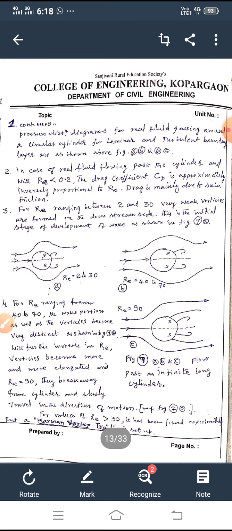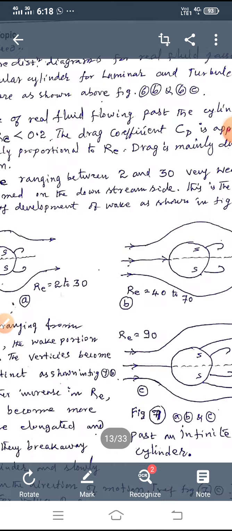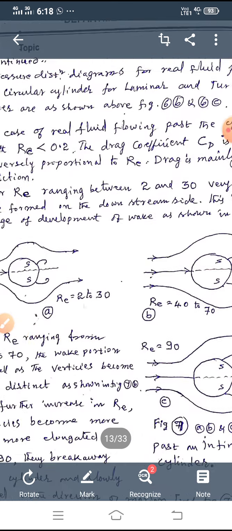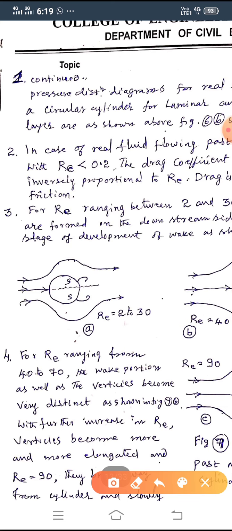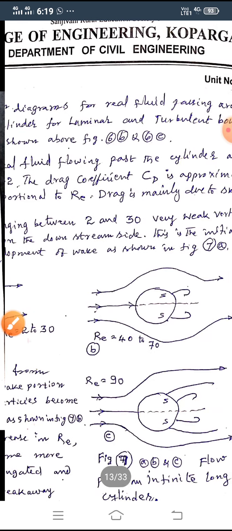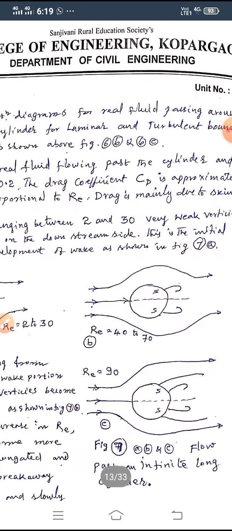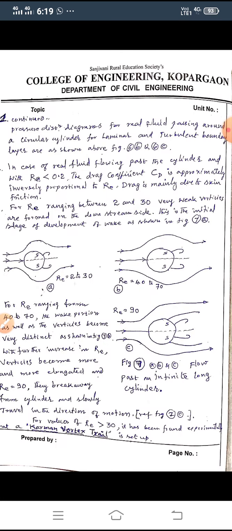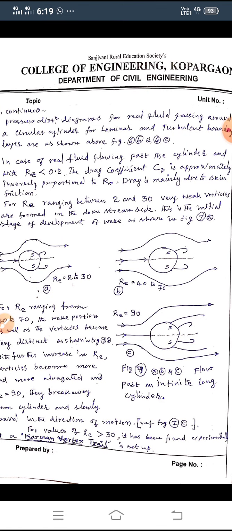Next, if we come to the cylinder case, for Re less than 0.2, the drag coefficient CD is approximately inversely proportional to the value of Re. Drag is mainly due to skin friction.